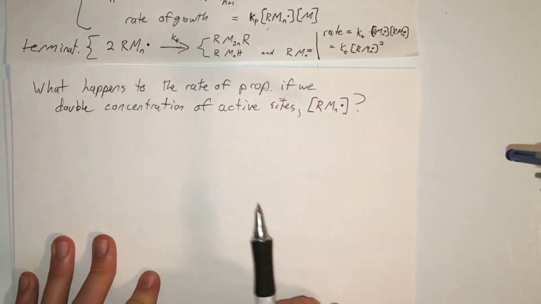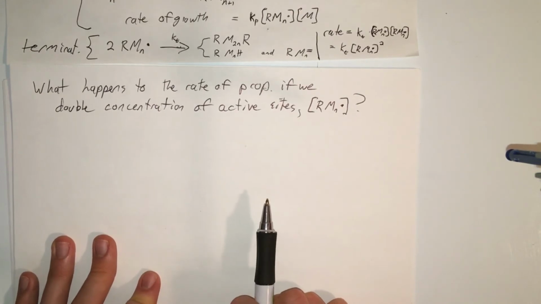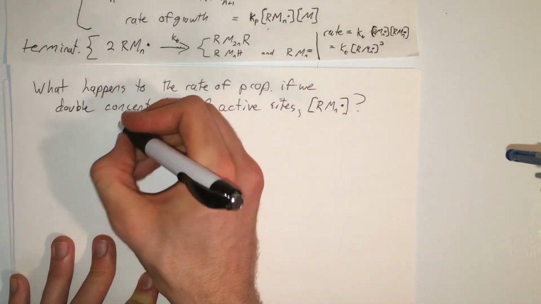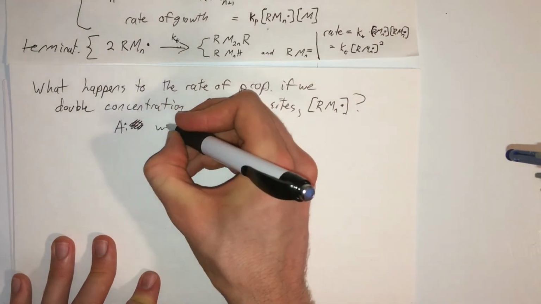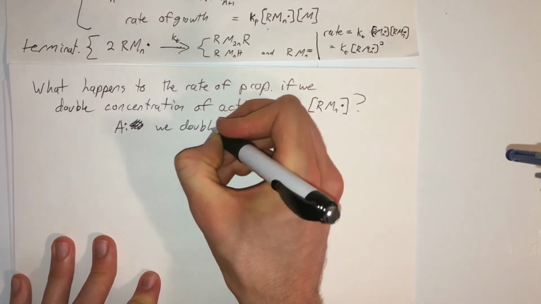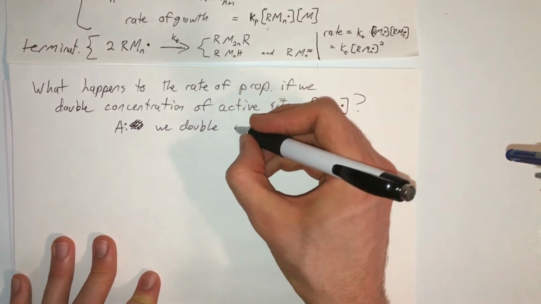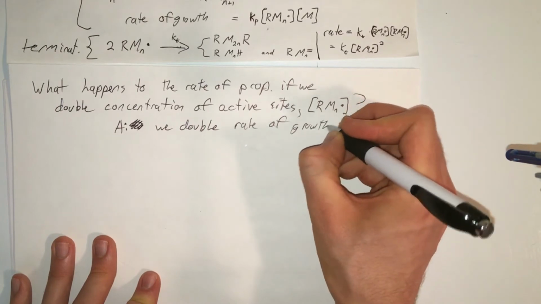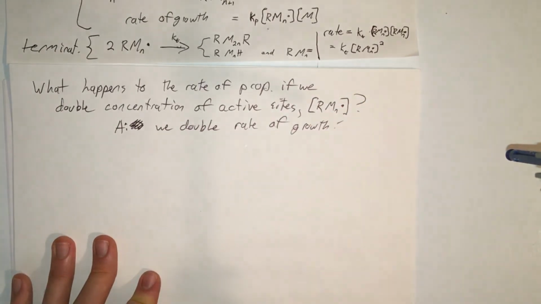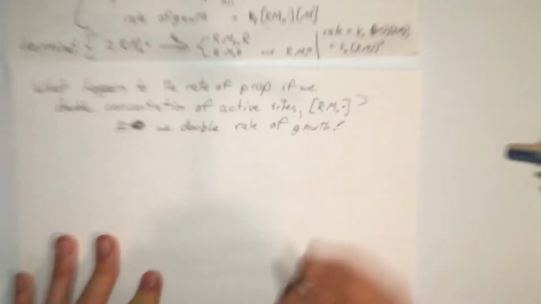So take a moment, pause the video, and think about that. Well, the answer is we double our rate of growth, right? So that's great, right? Didn't we want to double our rate of growth?